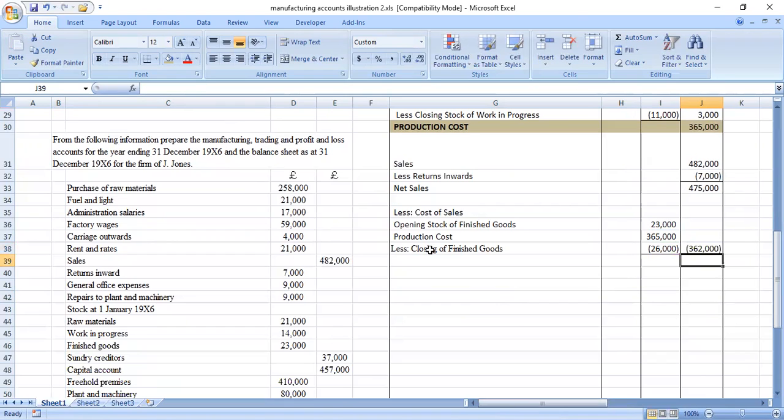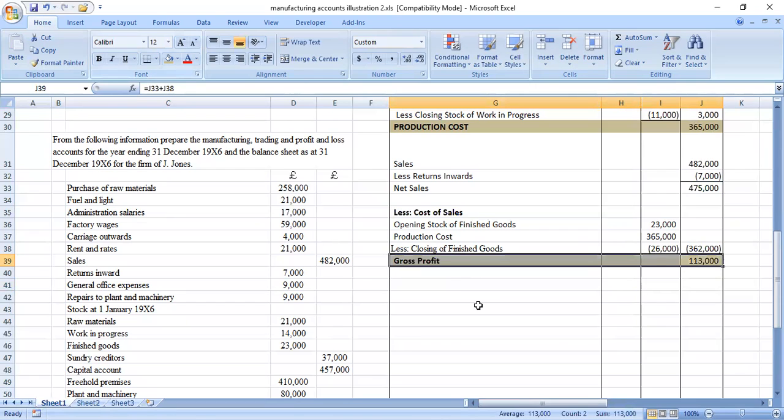So 362,000 is our cost of sales, isn't it? Yes. So we deduct it from sales, it will give us the gross profit, which the gross profit now is equal to this net sales, that is 475,000 minus 362,000 gives us 113,000 shillings. That's our gross profit. Sawa sawa.